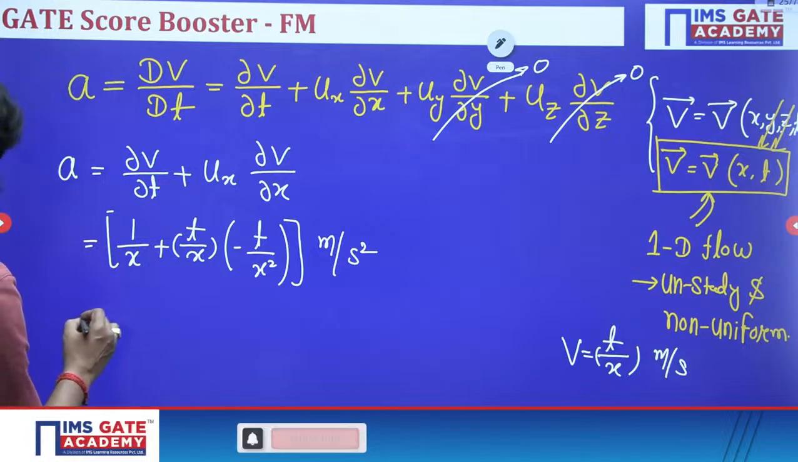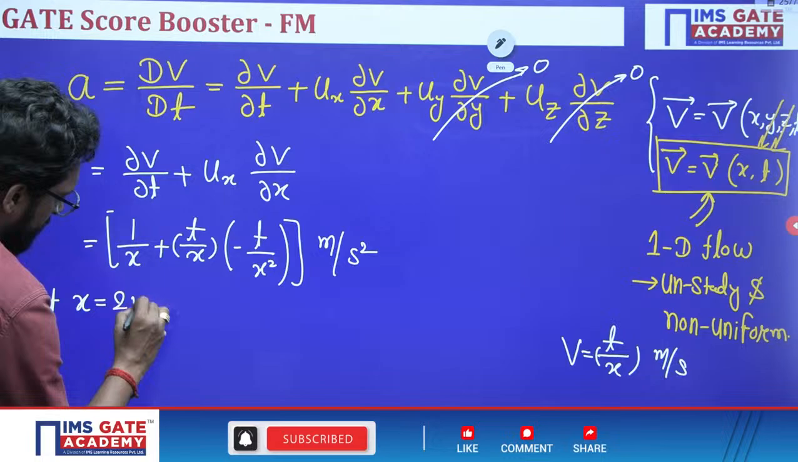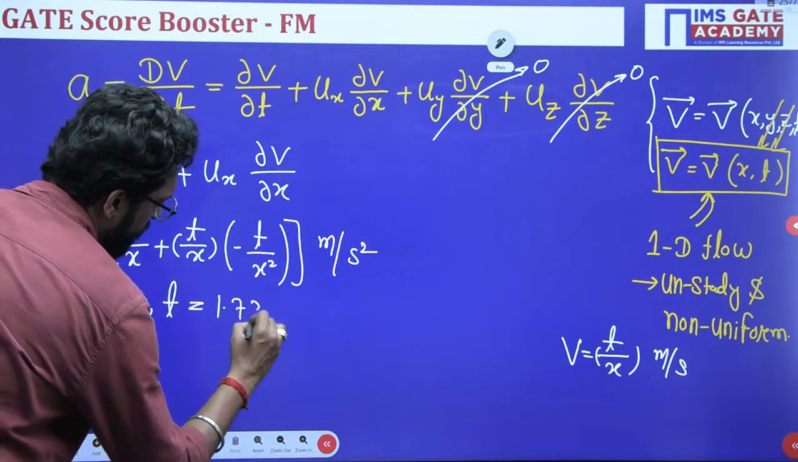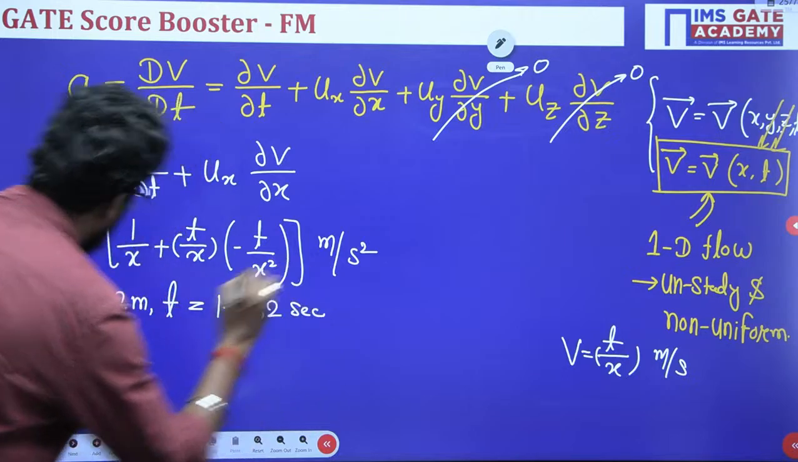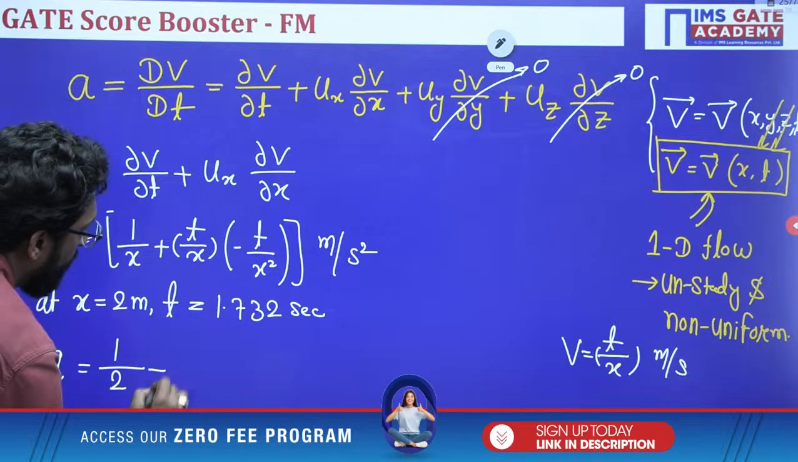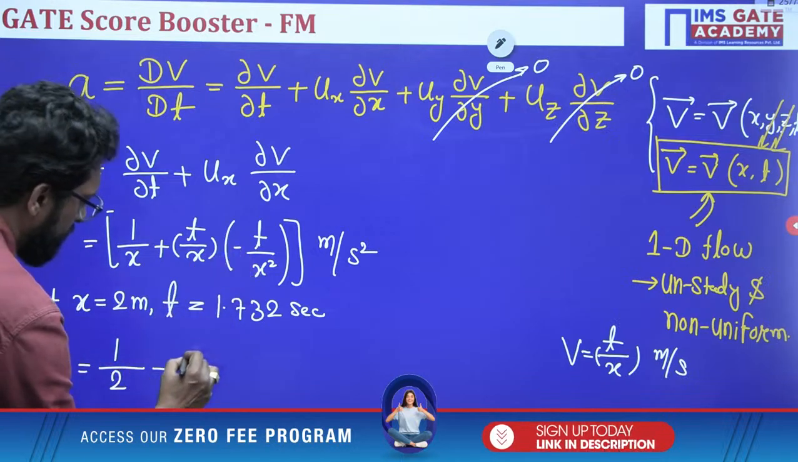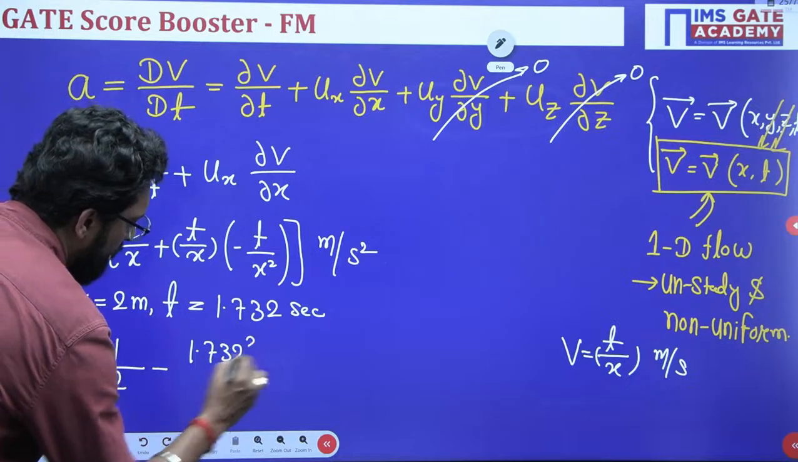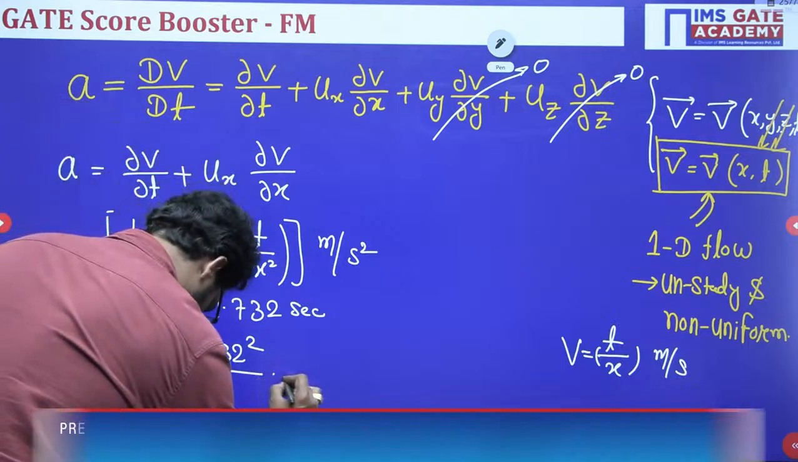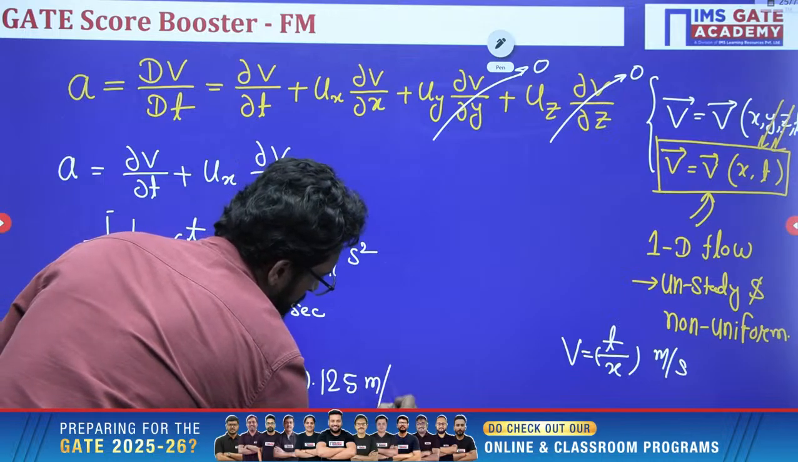Now put this value. So at x equal to 2 meter and t equal to 1.732 second, acceleration is 1 by 2 plus the second term, which is minus t square divided by x cube, 2 to the power 3. If you solve this one, this is 0.125 meter per second square. Clear?